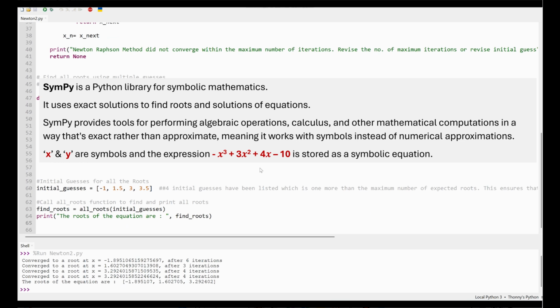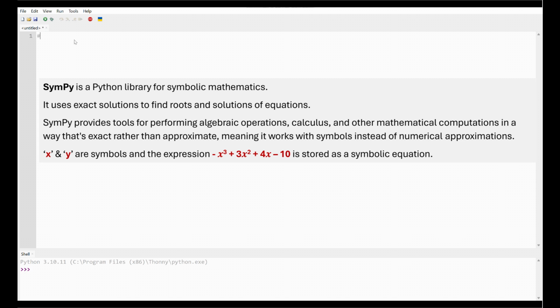Numerical methods, and Newton Raphson is a numerical method, on the other hand, involve iterative techniques which can approximate roots to a specified degree of accuracy but may not provide exact solutions. The bisection method is another numerical method. So that's the beauty of Python. It already has a built-in library which we can use to find roots without having to code the Newton Raphson method. Let's try this and compare the results.